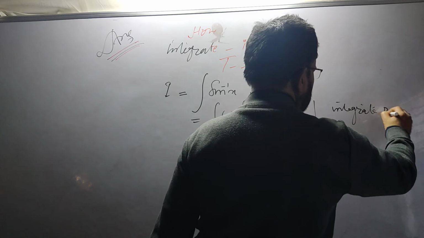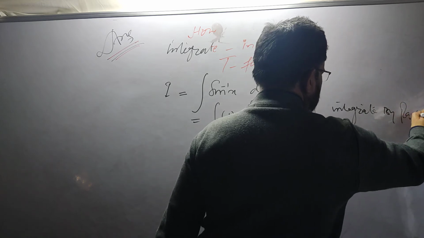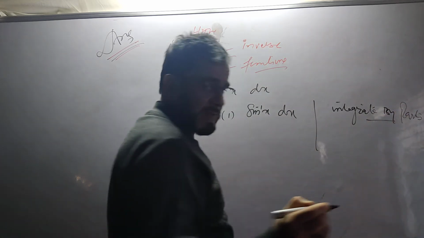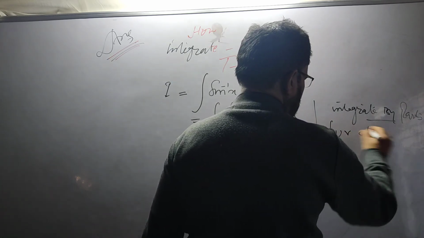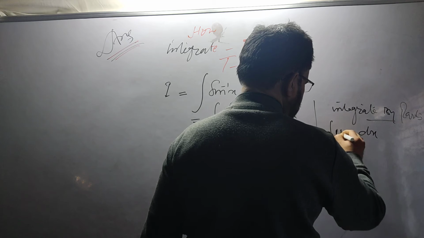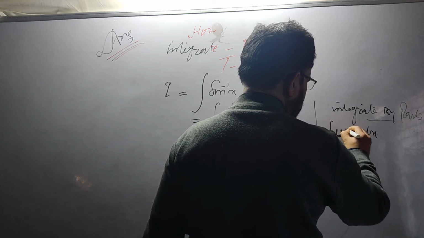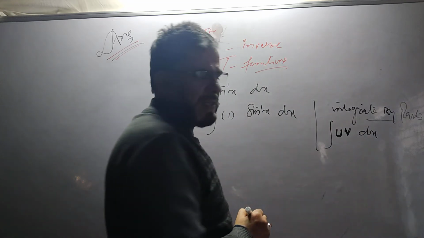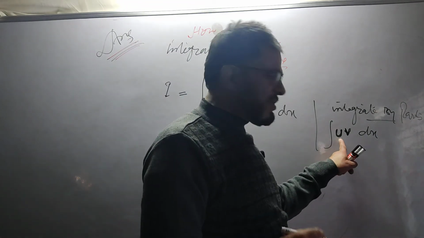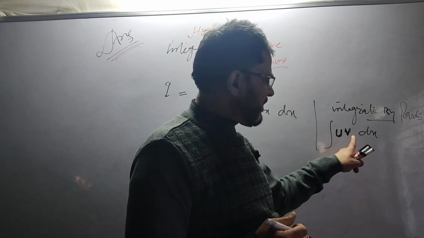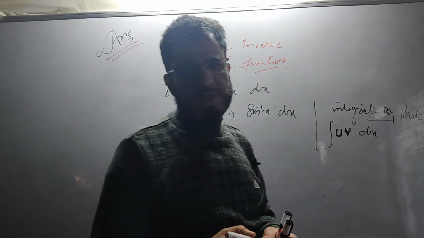Integrate by parts rule. I will just review what you have done in your previous class. This is just the integral of u v dx. U we sometimes say first function, and v we say second function. Actually, we take as u that function whose derivative leads to a constant, and as v that function whose integral we know.